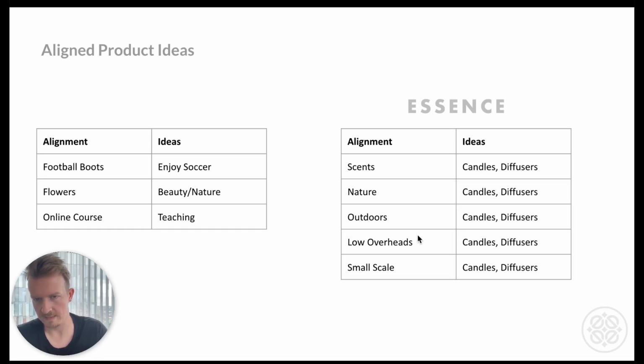So for me, like when I was looking at my alignment, I love scents. I really enjoy nature and being outdoors. I need something with low overheads because I've got low capital. I need something that I can start small and scale up. And when I started to look at that, I was like, oh, candles, it's not overly complicated. It can be if you desire that way, but it's easier to start up and educate yourself on. Diffusers are a very closely aligned subject, so these could work.